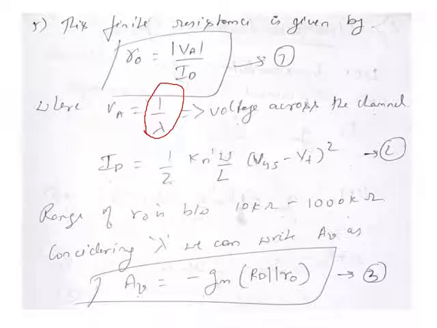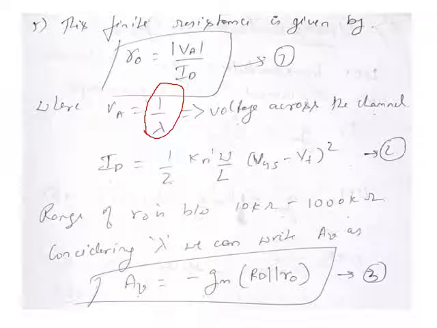So VA is 1 by lambda, that is nothing but the voltage across the channel, correct? When the channel gets created, what is the voltage that appears across the channel? That voltage is VA. What is ID? 1 by 2 kn dash into W by L into Vgs minus Vt whole square. What is kn dash? It is mu n into Cox, as you already know. What is the range of R0? It is between 10 kilo ohm and 1 mega ohm.